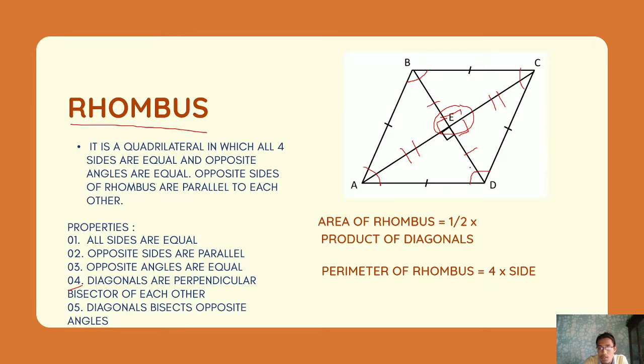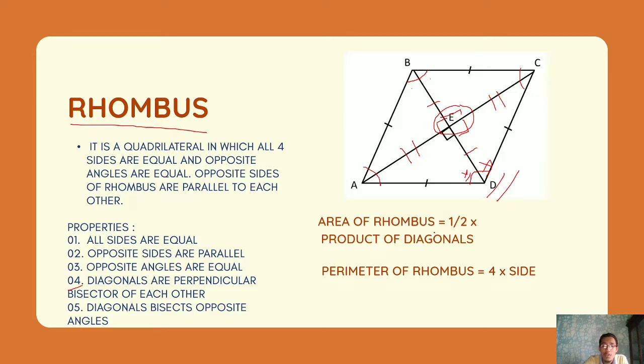The last property is that diagonals bisect opposite angles. So this is the diagonal BD. This diagonal is bisecting angle D into equal halves. So this part and this part, these two different angles have equal dimensions. This and this, and this and this, these two angles are equal, which are created by this diagonal BD. Similarly for diagonal AC, this was the last property.